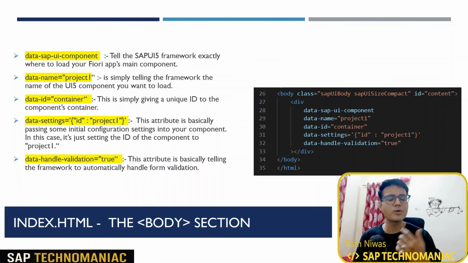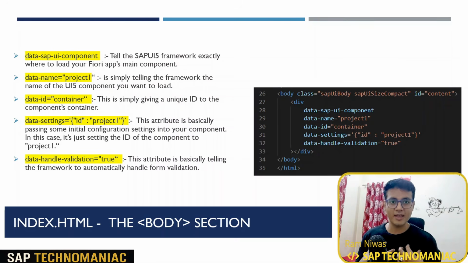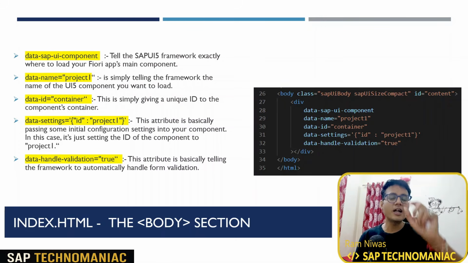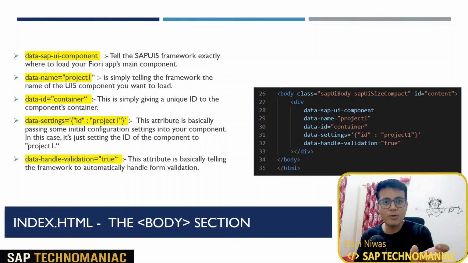In my case, we have created the project one folder. That is my main folder, or my application specific component, that I have to give. That name I have to give in this data-name. So whatever my project name is, that project folder name I have to give here. In that way, the main component of the UI5 framework will identify what your component is and where all the components are. That component name is project one.